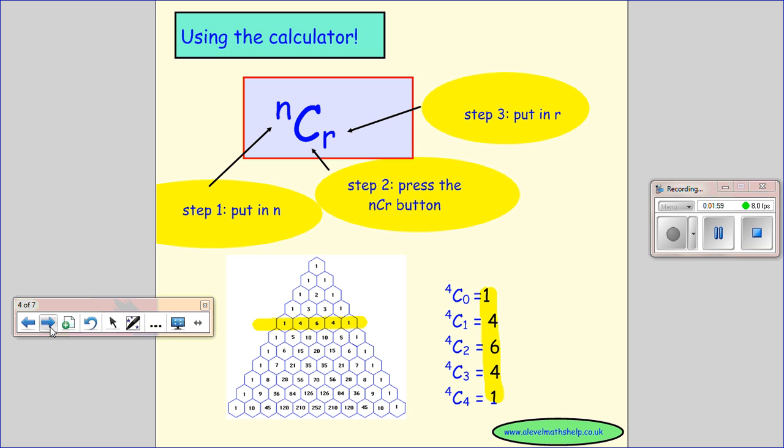Now we can find this using our calculator. As I said, the key thing is knowing which is n and which is r. So if I was doing one of these, I would put 4 in first. I would find my nCr button, and on my calculator I press shift divide, and that gives me our nCr button. Then I put r in, that's the third step. So my r would be 2, I press equals, and I get out 6. And hopefully if you do all of those, you will find you get the same as you would from Pascal's triangle. Obviously you don't need this one and this one because they're always 1.